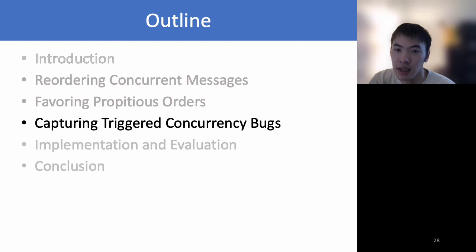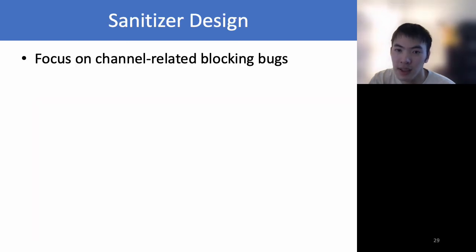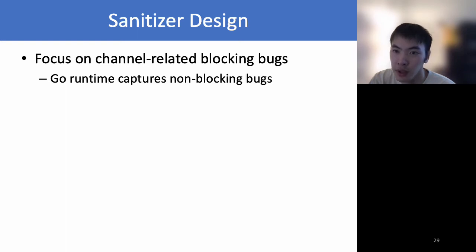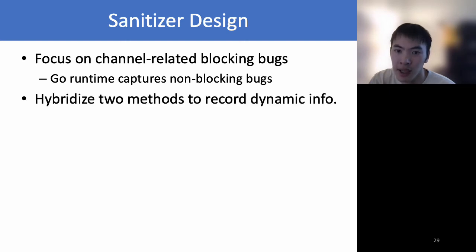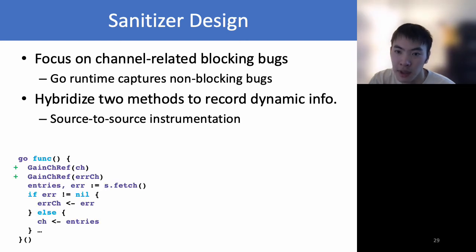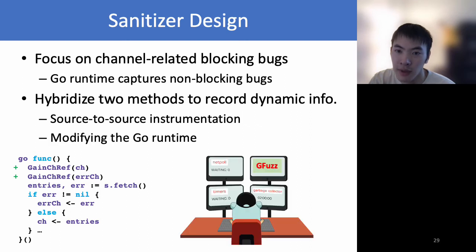Next, let's discuss how to detect triggered concurrency bugs. Our synthesizer focuses on detecting channel-related blocking bugs, because the Go runtime can capture channel-related non-blocking bugs, such as sending a message to a closed channel or closing an already closed channel. We hybridize two methods to dynamically track the runtime information. One is to conduct source-to-source instrumentation. The second one is to modify the Go runtime.